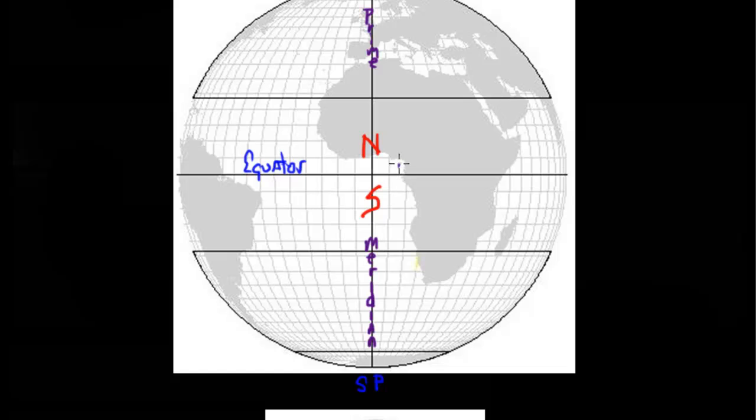If you're on this side, you're in the eastern hemisphere. And if you're on this side, you're in the western hemisphere. And we're located about right there. We're located 39 degrees north and 78 degrees west, so we're in the northern and the western hemisphere.